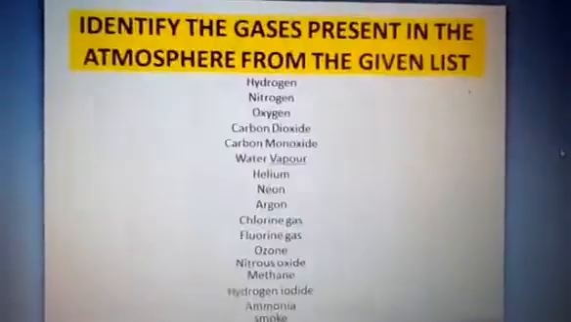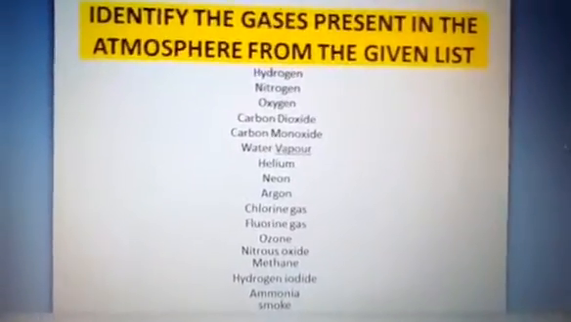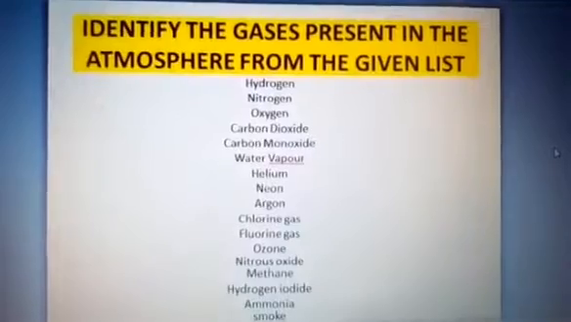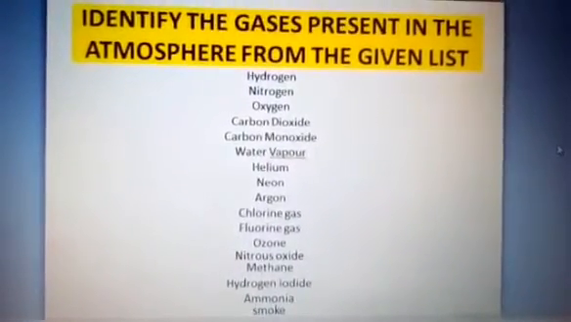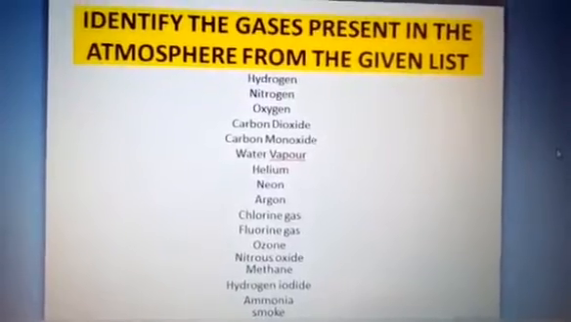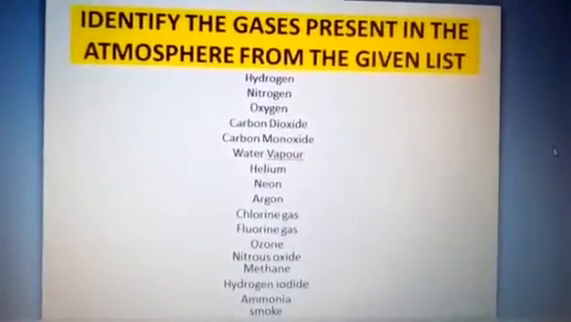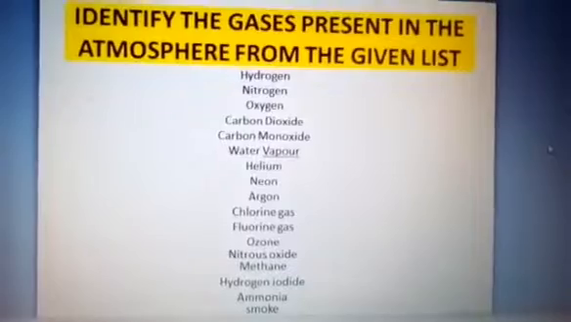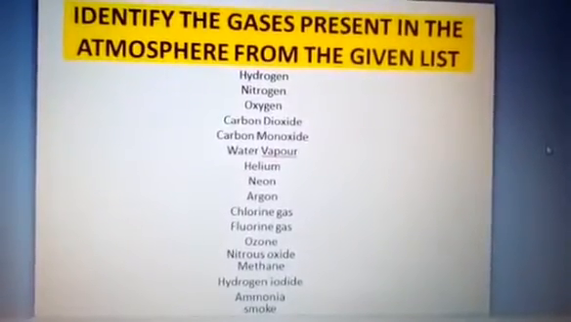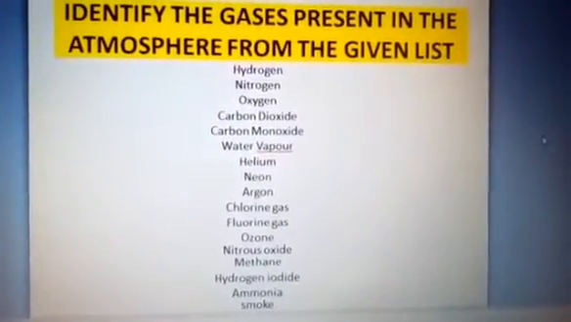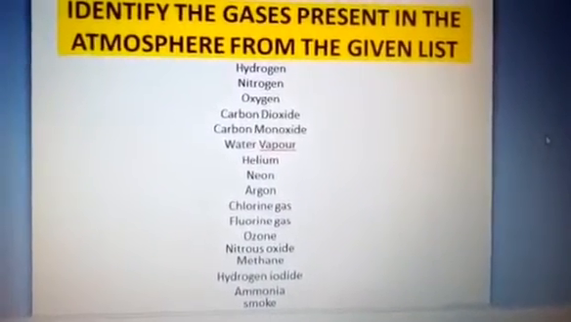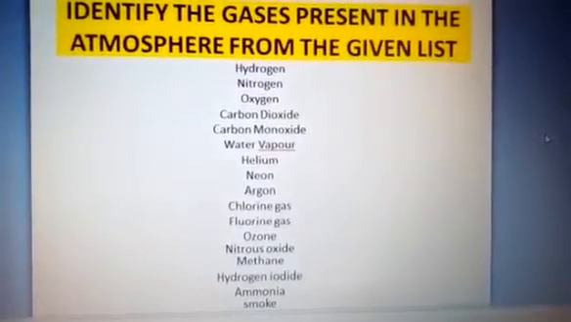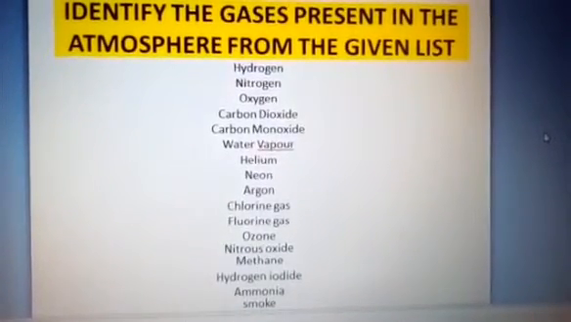Which we have discussed. Now comes the time for a little quiz, that is, identify the gases present in the atmosphere from the given list. Now you will write all the gases that you think or you actually know are present in the atmosphere in the GCR and in your notebook. For your homework, you will be doing question numbers 11 to 20 in your textbooks, notebooks, and for the classwork, you will be doing the first 10 questions.